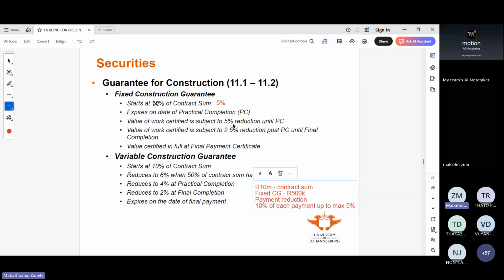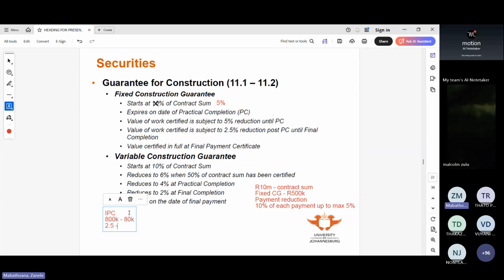So when he does the first certificate, he does 800,000 worth of work. So these are the IPCs, interim payment certificates. The first one is 800,000, right? And then from 800,000, we withhold 10%. That's 80K. The second one, maybe he's done 2.5 million worth of work.